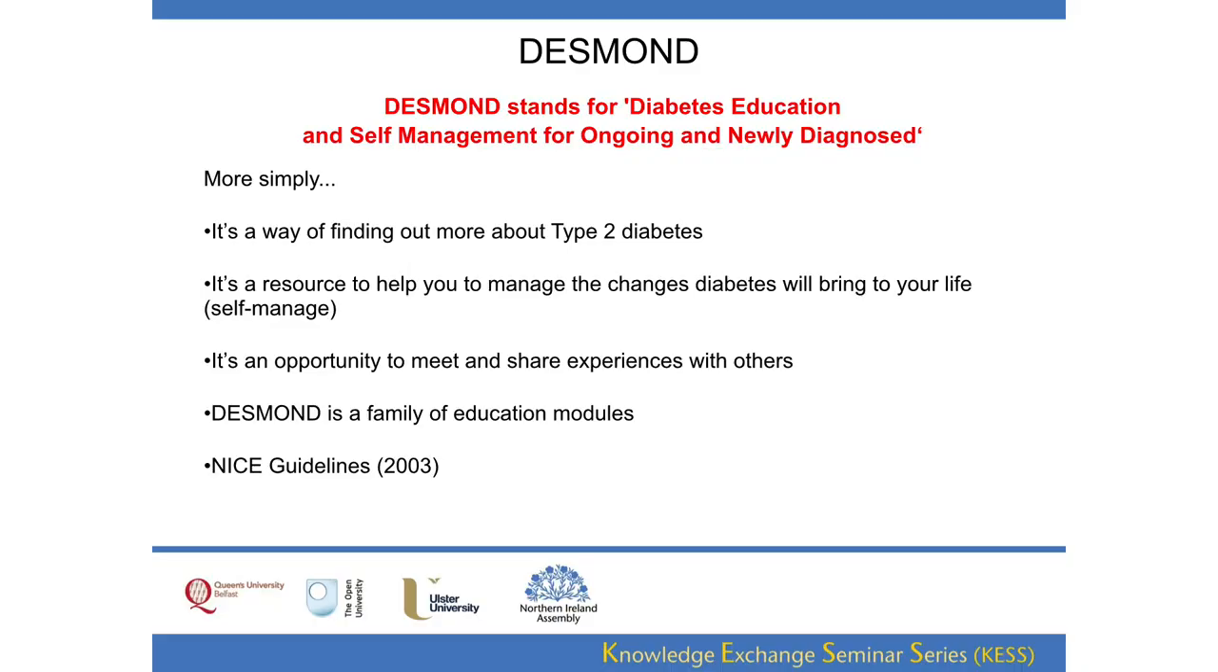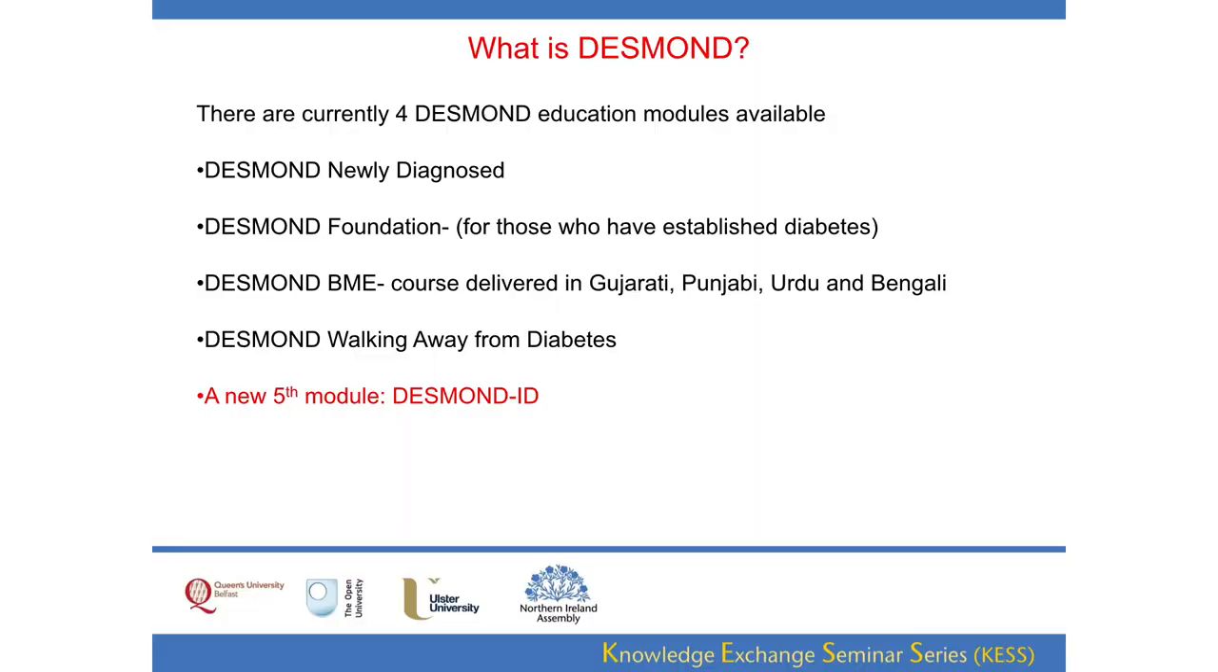If you don't know what DESMOND is, DESMOND stands for Diabetes Education and Self-Management for Ongoing and Newly Diagnosed. More simply, it's a way of finding out more about type 2 diabetes. It's a resource to help you to manage the changes diabetes will bring to your life. It's an opportunity to meet and share your experiences with others with diabetes, and it is a family of modules. At the minute, there are four modules that are delivered across the UK.